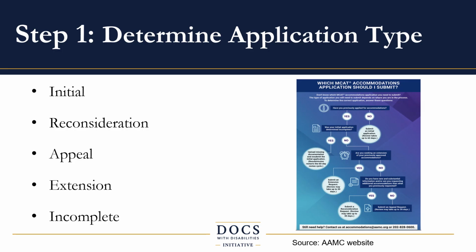The decision made after the appeal is final, so it's important to carefully choose between submitting a reconsideration or an appeal. An extension request is for extending the approval of previously approved accommodations. To request additional accommodations, you must use the reconsideration process.